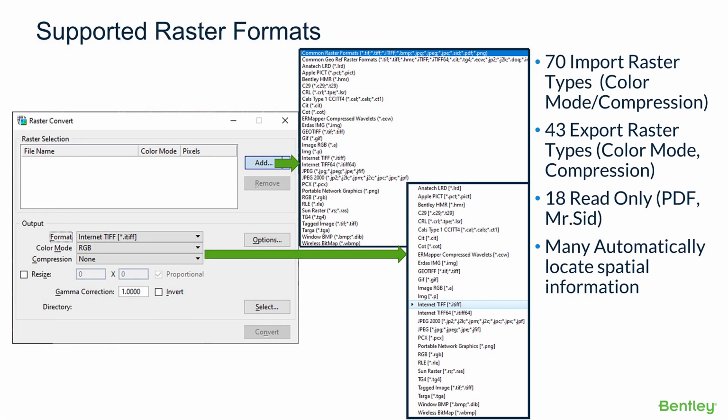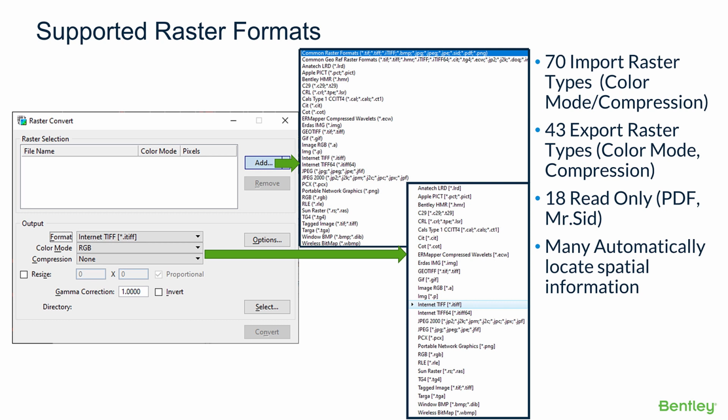In fact, you can see on the slide here there are a lot of formats that MicroStation works with. That's the first thing you need to know about MicroStation and Raster Manager: we support about 70 different formats on import. Now, I say 70, but it's really quite a bit larger than that if you include all the different types of those formats. What I mean by that is there are 18 that we support that are just read-only, things like PDF files or a MrSID file. We don't write them, we read them.